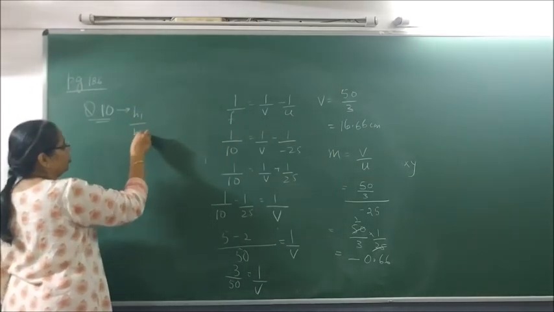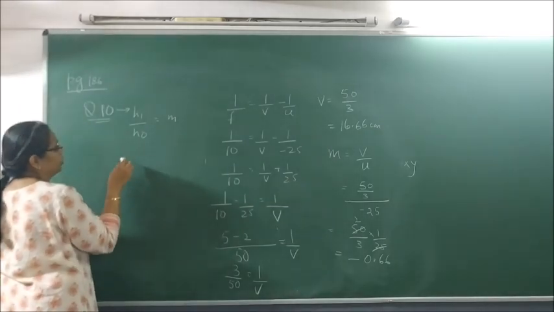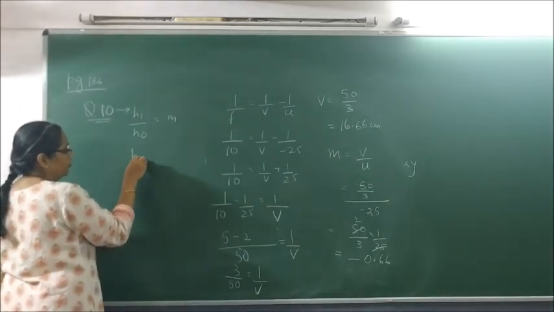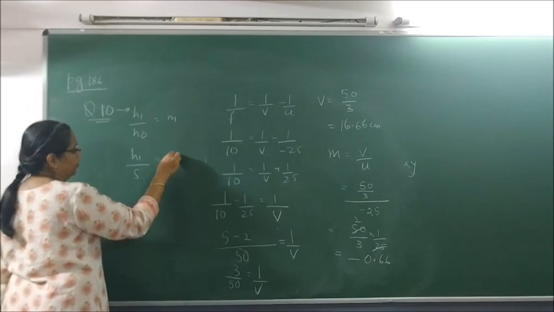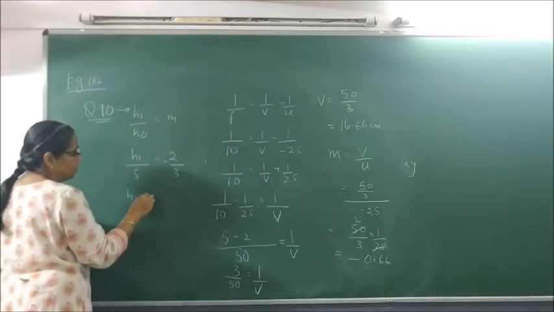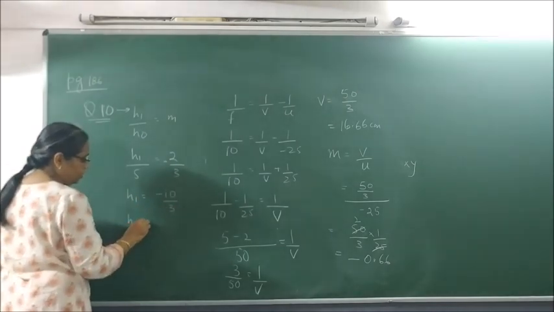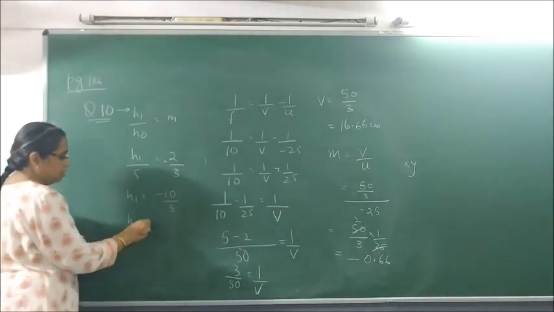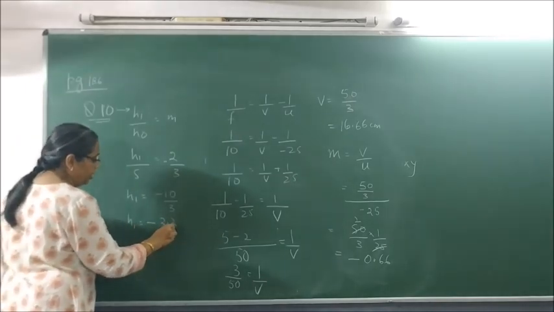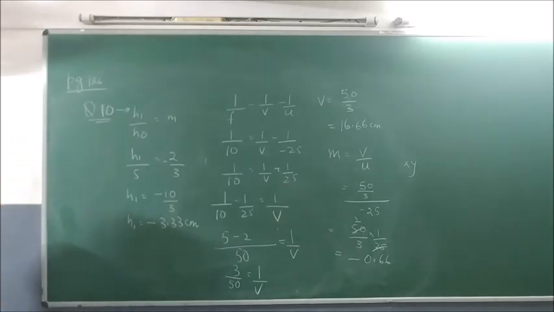hi by ho is equal to m. We will try to take it as 2 by 3. So hi we need to find out. ho is 5, is equal to minus 2 by 3. So hi is equal to minus 10 by 3, which is equal to how much? Minus 3.33 centimeter. Okay, so this is the height of the image.